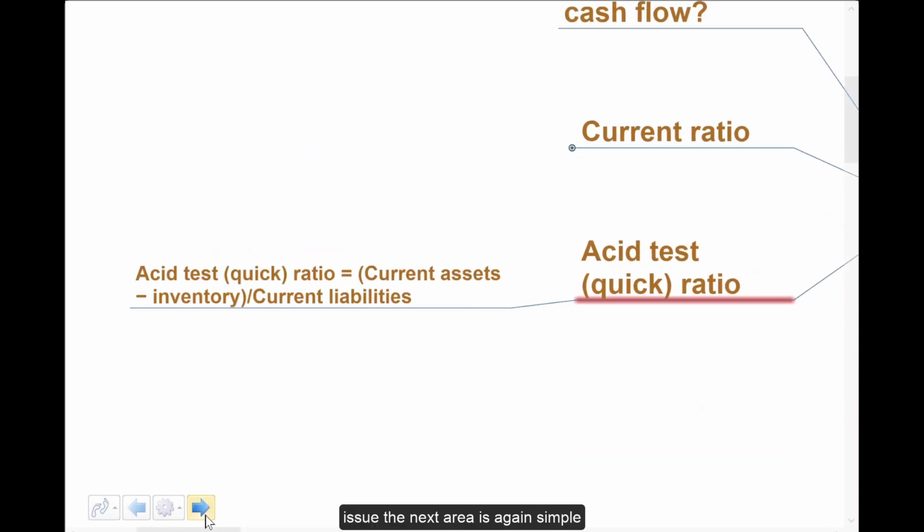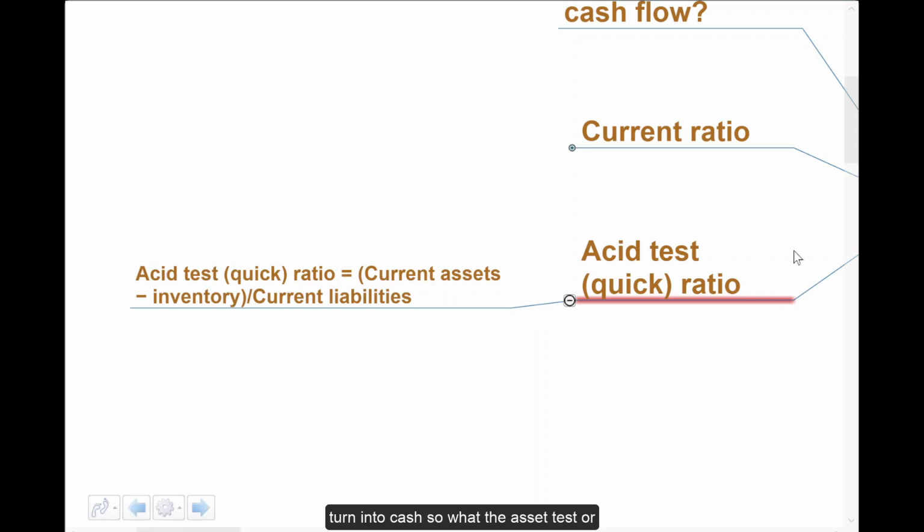The next area is, again, simple because it's really just the current ratio excluding inventory. It's called the quick ratio, and quick for good reason, because think about it. When we think about current assets, as mentioned, accounts receivable, cash, prepayments, other debtors, all of those things generally, apart from inventory, can be turned quickly into cash. Inventory may take some time. It's probably, most likely, the slowest item to turn into cash.